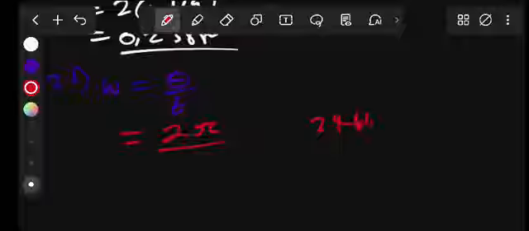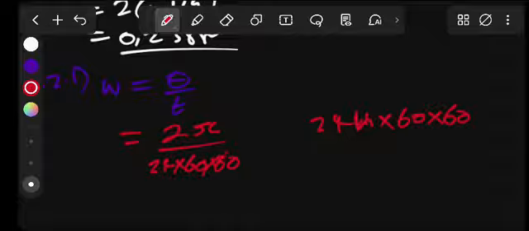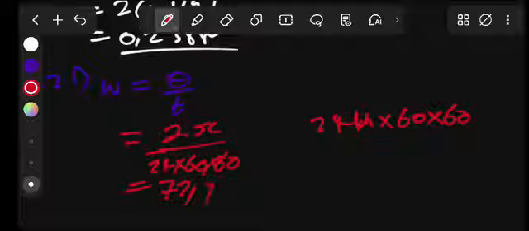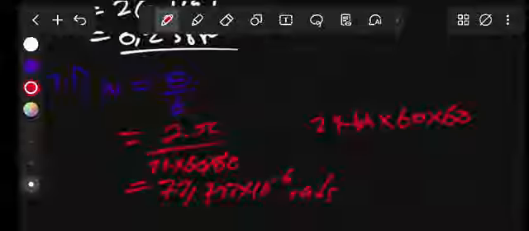But we're going from hours to seconds. To go to minutes, you multiply by 60, and to go to seconds, you multiply by 60 again. So we'll have 24 times 60 times 60. So this will become what in seconds? Punching this, we'll have 72,722 times 10 to the power of minus 6 rad per second.